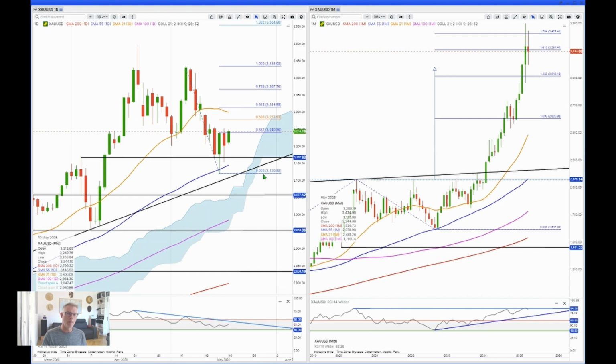However, if gold is taking out to the downside 3,120, then I think we could see a sell-off down to at least 3,000, where we had the 100 moving average coming up here, maybe even down to the support here 2,955.